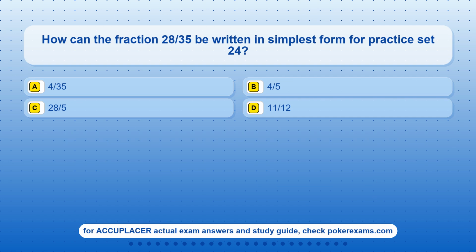Question 8. How can the fraction 28/35 be written in simplest form for practice set 24? Option A, 4/35. Option B, 4/5. Option C, 28/5. Option D, 11/12.